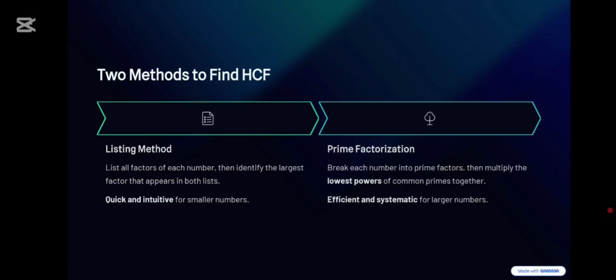So when we're looking at finding the highest common factor, we can use two different methods. The first is the listing method, where you list all factors of each number, then identify the largest factor that appears in both lists. This is quick for smaller numbers. Then we have the prime factorization method, where we break each number into prime factors, then multiply the lowest powers of common prime numbers together. This is efficient and systematic for larger numbers.